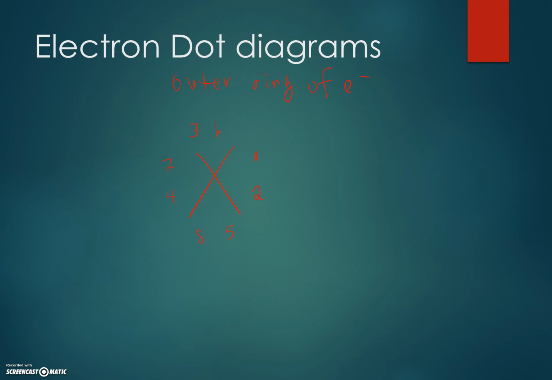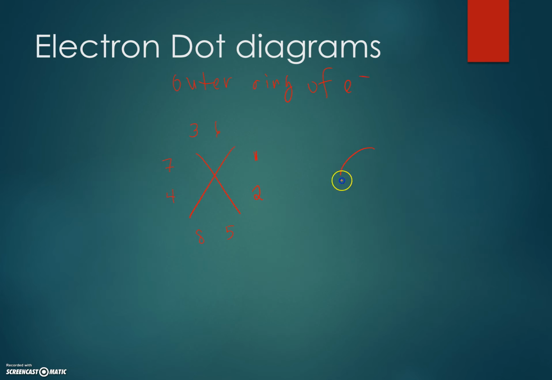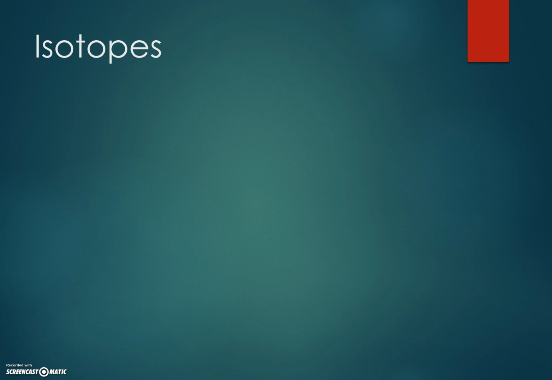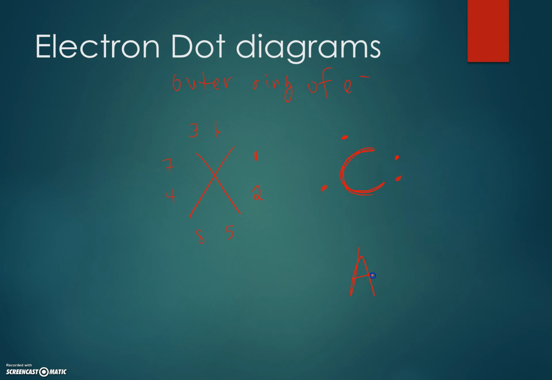And so for carbon, if I go back, carbon has 4 electrons in its outer ring. I'll make a letter C to represent carbon. And then I would put my first electron, I'd put 1, 2, 3, and then 4. If I wanted to do this for argon, argon has 8 electrons in its outer ring. And so I would put Ar, and I'd put 1, 2, 3, 4, 5, and then double back up, 6, 7, 8. And the most electrons I can have in a dot diagram is 8.